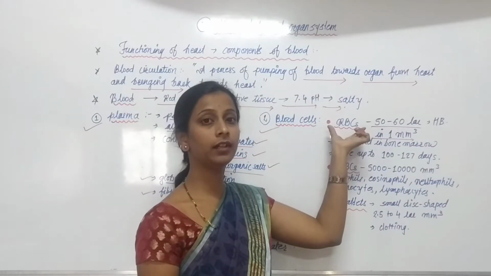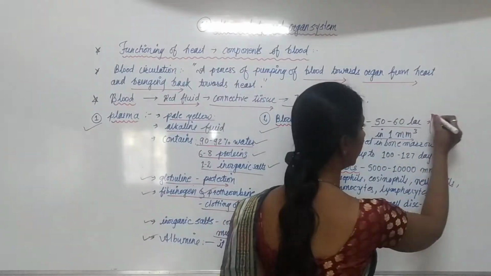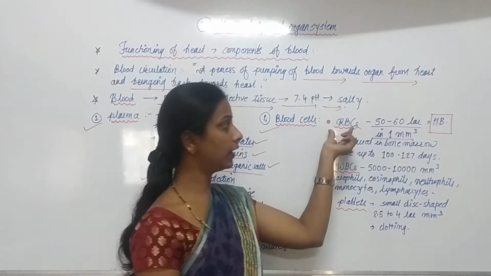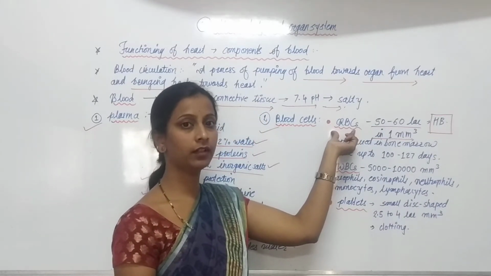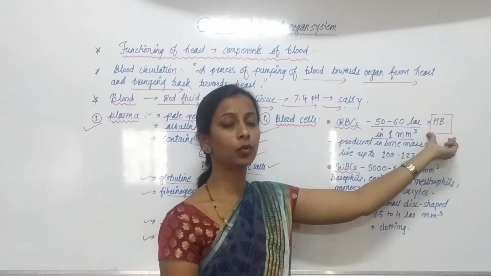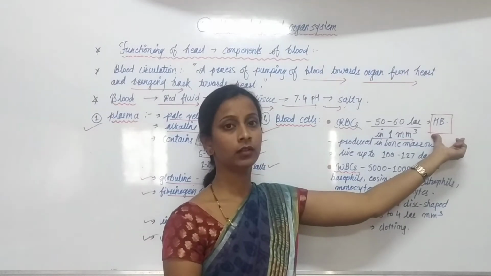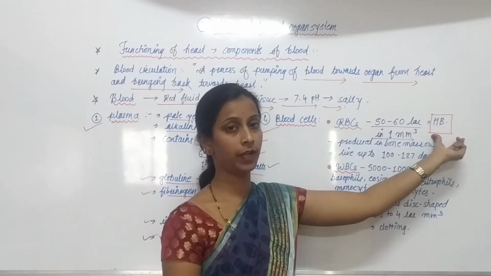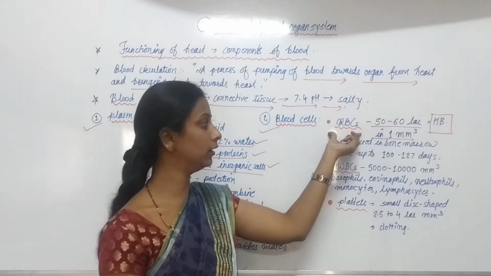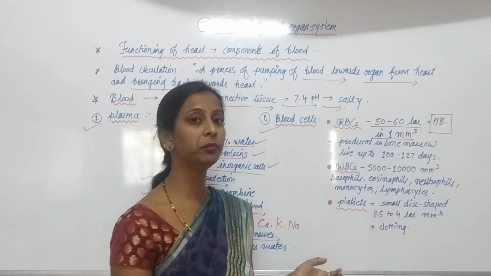And these contain Hb, a type of protein. Due to this Hb, they are deep red in color, Hb meaning hemoglobin. Okay, RBCs contain hemoglobin, which is a type of protein, and due to that hemoglobin, RBCs have a deep red color. Okay, this is the number of RBCs per cubic millimeter.